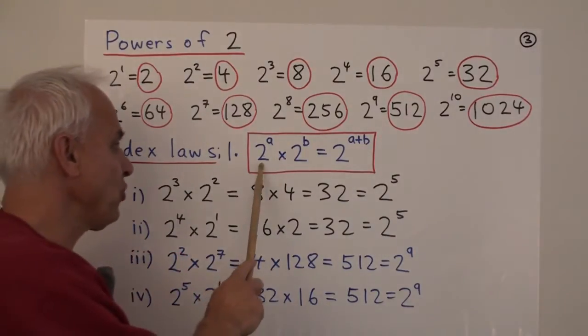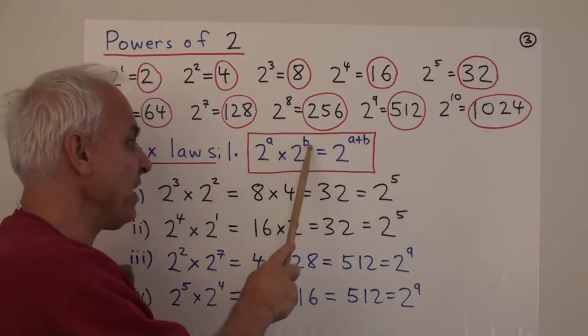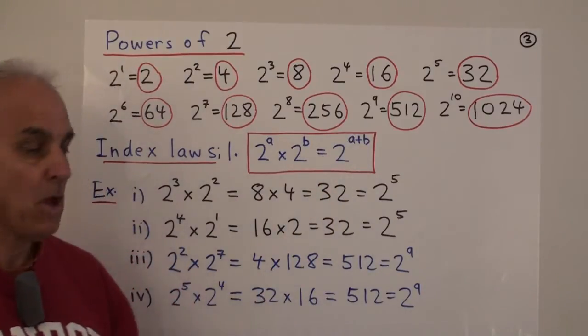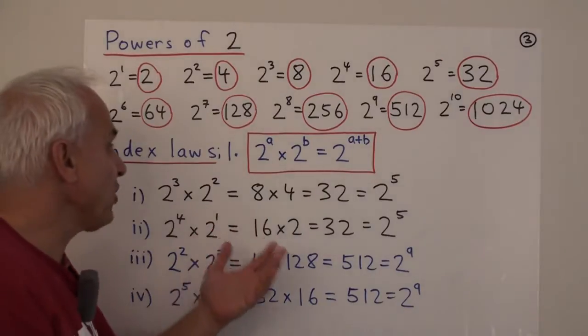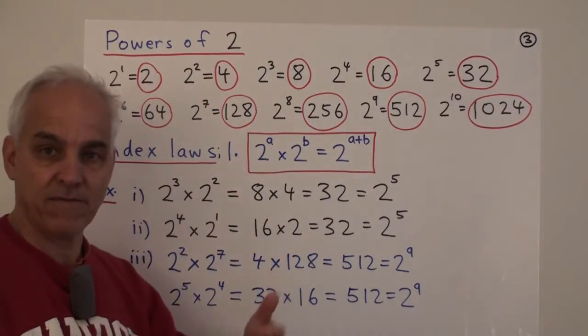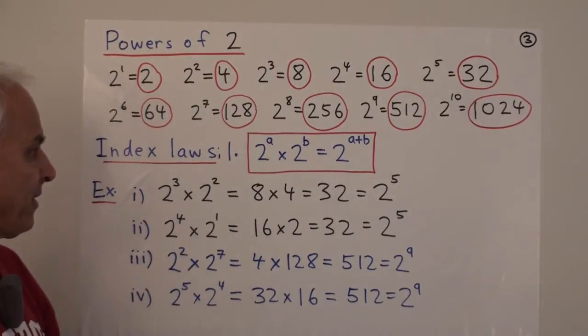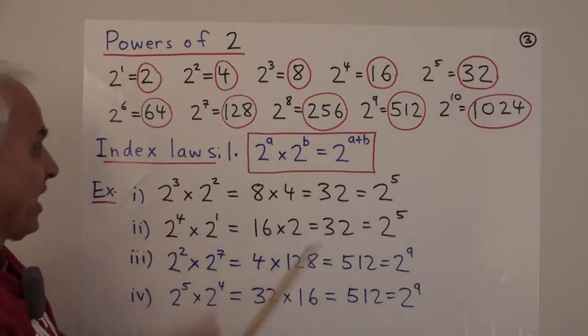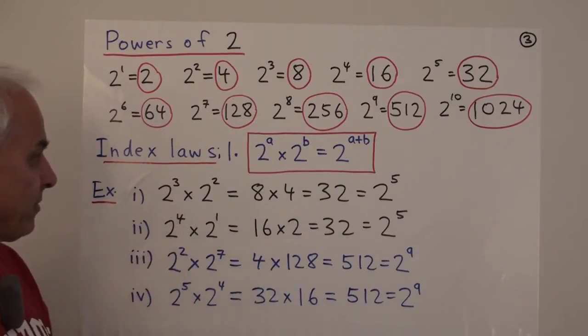And the law is that 2 to the a times 2 to the b equals 2 to the a plus b. What are a and b here? Well, they're just some numbers like 3 or 4 or 5, some natural numbers. So this law actually has lots of special cases. And let's look at some examples.